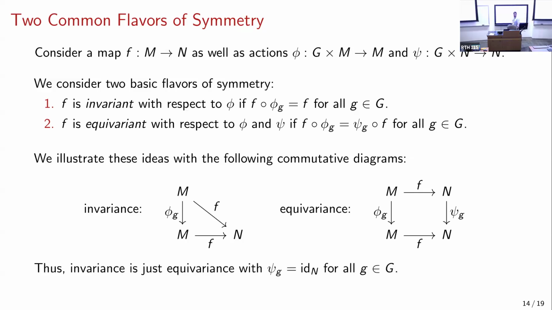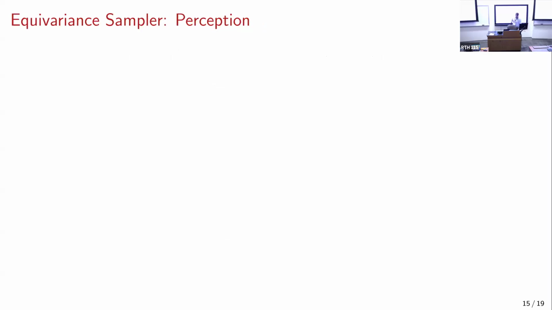In particular, invariance is just equivariance with that trivial action we were talking about before. So suppose that this psi here is just the identity map on the right. I can squeeze these two together and F will go right there, right? So invariance is a special case of equivariance. Okay, go ahead.